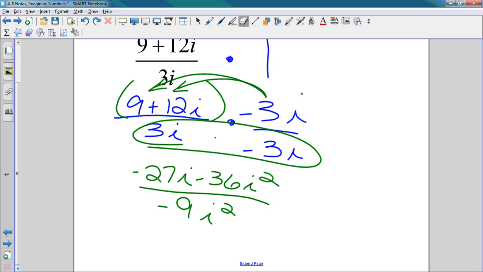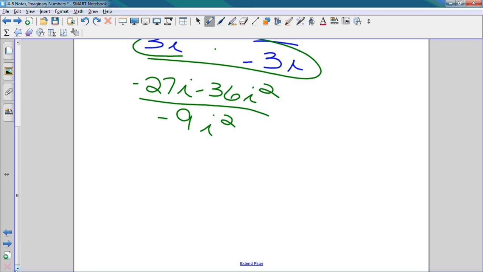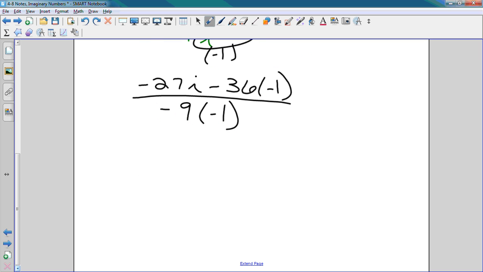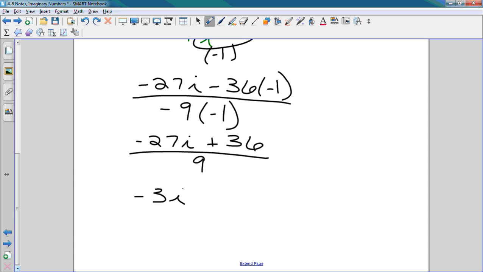Now, what do I do next? Yeah, replace your i squared with what? Yeah, negative 1. And rewrite it. See, I have negative 27i minus 36 times negative 1, negative 9 times negative 1. Do I have any i's on the bottom or radicals? No, that's what I want. I don't want any of those on the bottom. The way I do that is I make it an i squared and change it to negative 1. So I'm left with negative 27i plus 36 over 9, which leaves me with negative 3i plus 4.